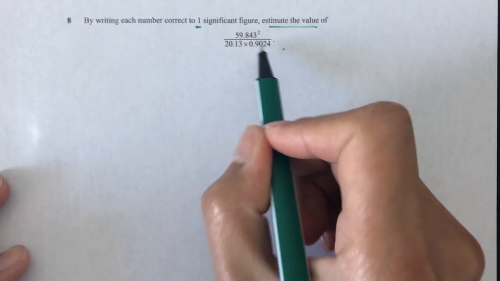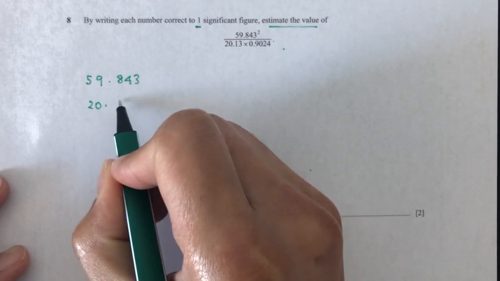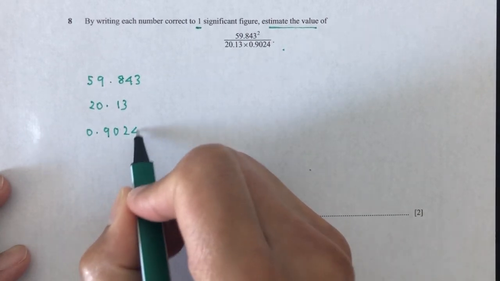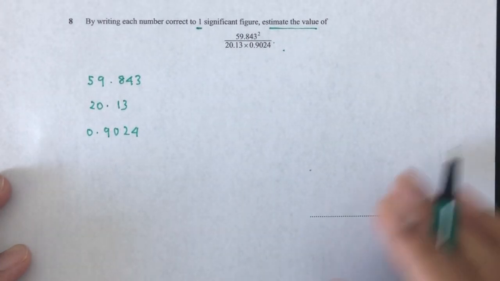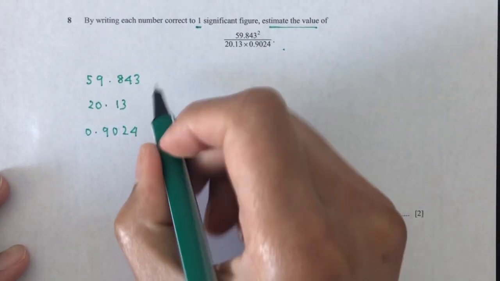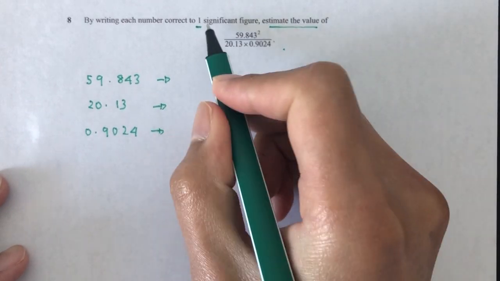Okay, so here we have 1, 2, 3 numbers. We have 59.843. We have 20.13. We have 0.9024. Okay, so we have those three numbers. So first we ignore the square for now, okay? So we have to rewrite them into one significant figure. How do we do this?